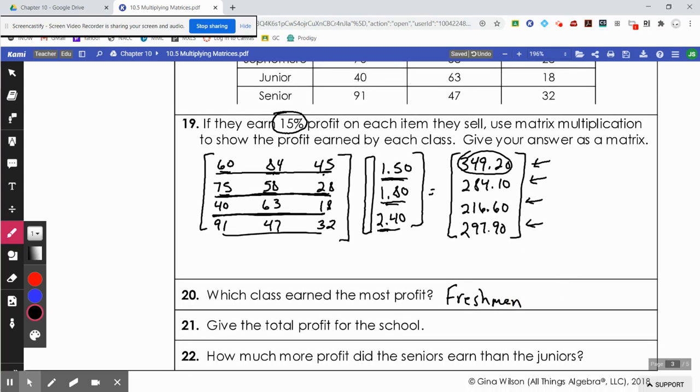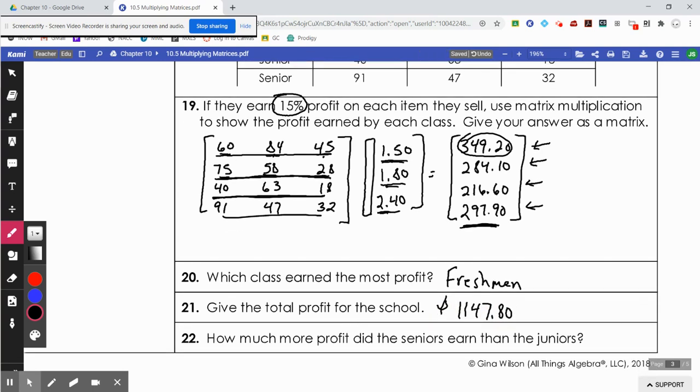Give the total profit of the school. So all we have to do is add all the items in this column together, and that gives you $1,147.80. How much more profit did the seniors earn than the juniors? So subtract those two items, and I believe you get $81.30.